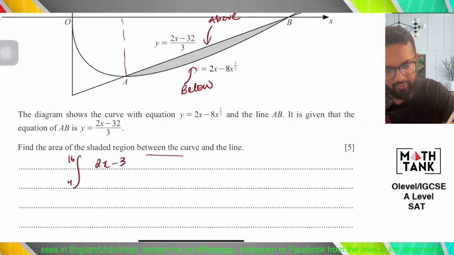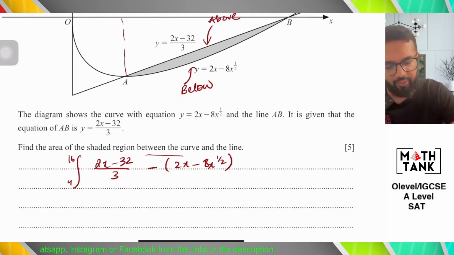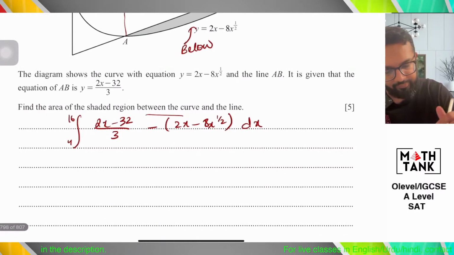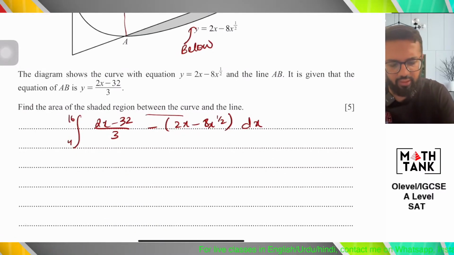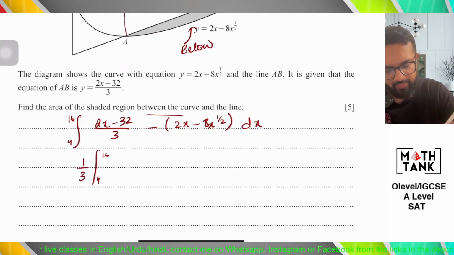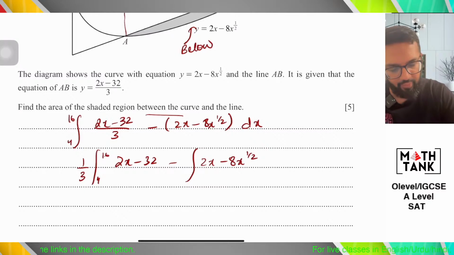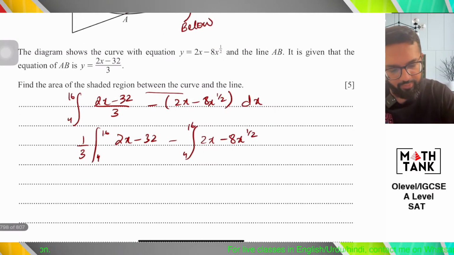So 2x minus 32 over 3. And the below part is 2x minus the power half dx. I can integrate these two separately as well. I can integrate them together. It's easier if I integrate them separately because that one has powers in it. Although this 2x might have cancelled had I done that. In any case, that's fine.